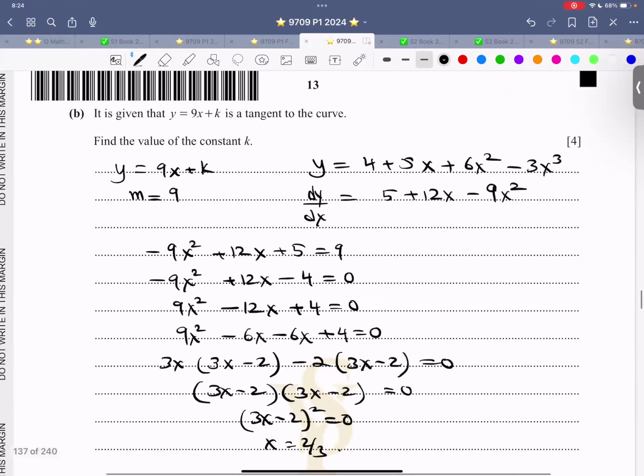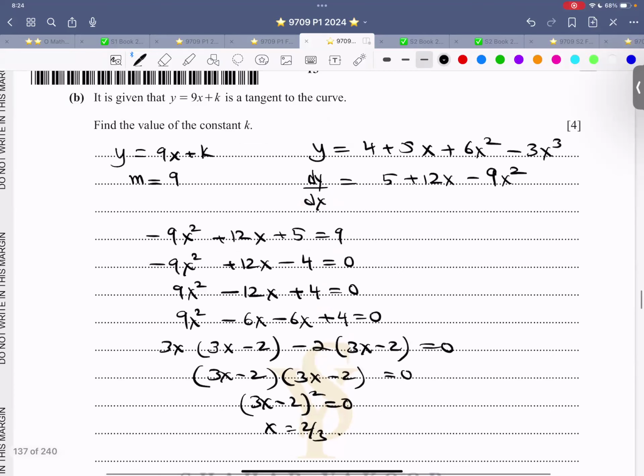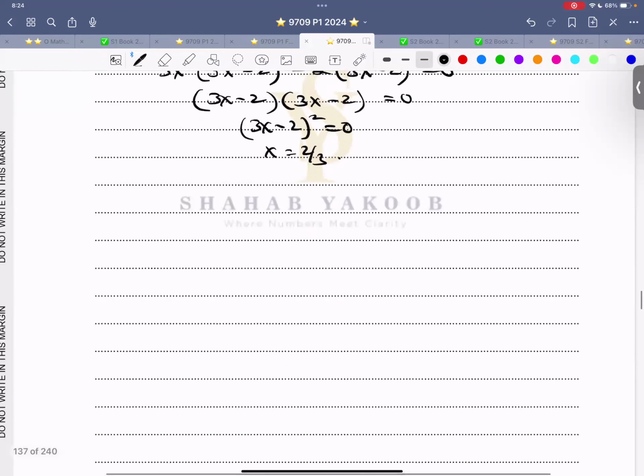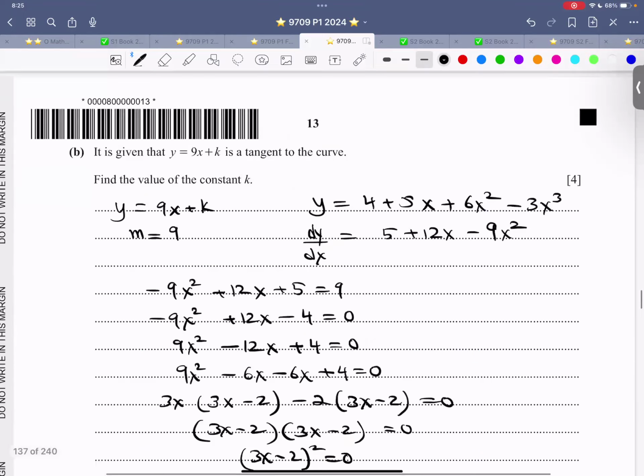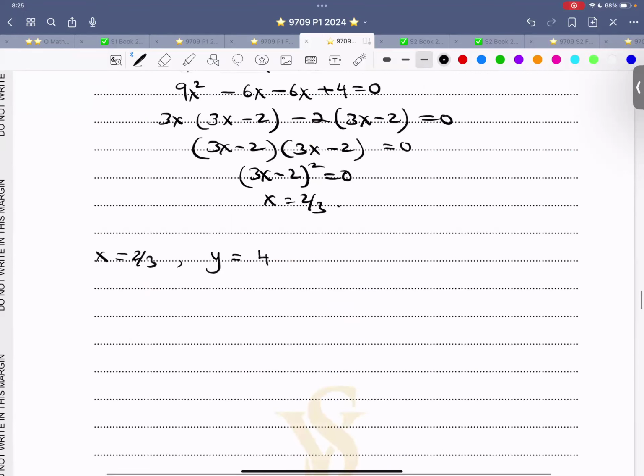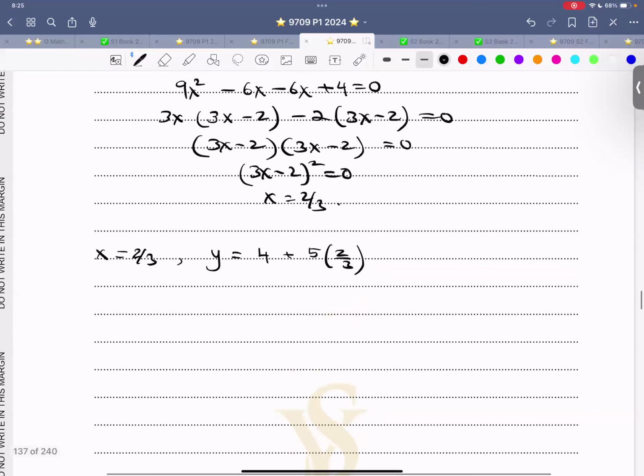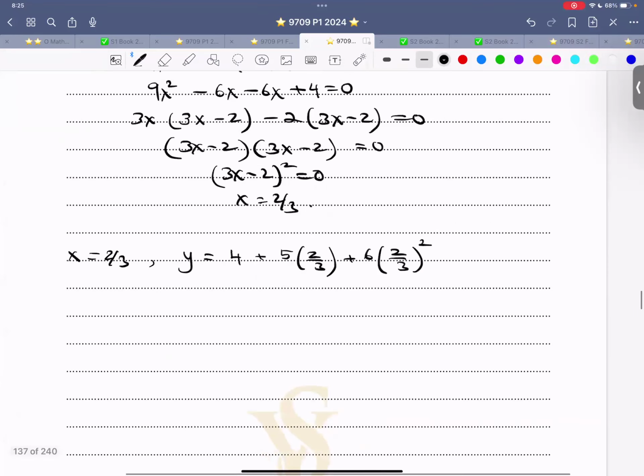So now what we need is that when x is 2/3, we can find the corresponding value of y. So when x is 2/3, plug in the value of y. In the curve equation, that is 4 plus 5 into 2/3, and 6 into 2/3 squared. And then what else is there? Minus 3 into 2/3 cubed. So let's simplify it a bit.